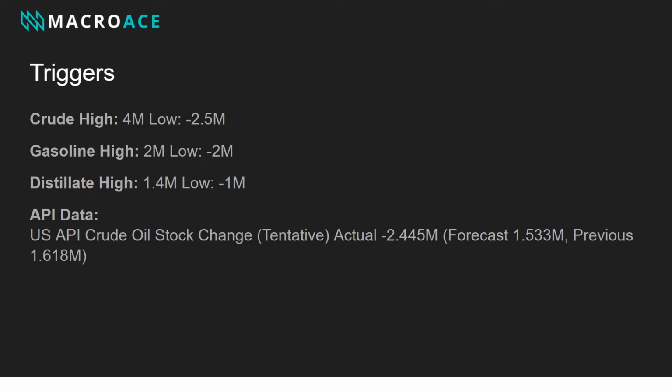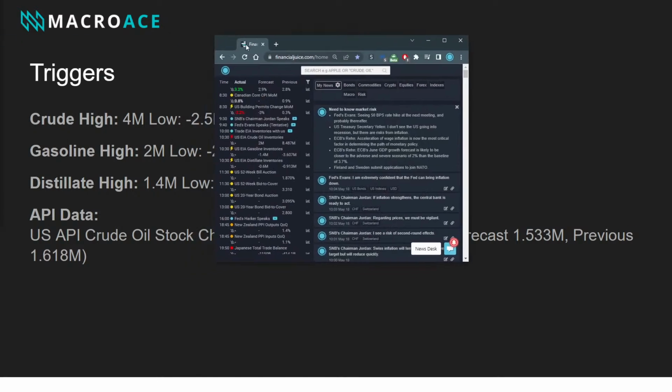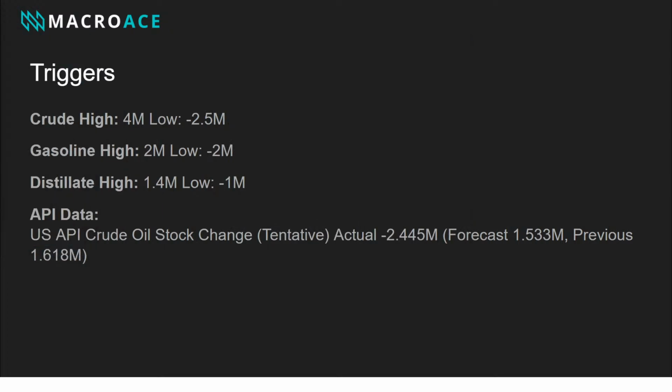On the Financials website, you can also use triggers here. So if you're looking to buy or sell crude oil, and you've put your trigger in for 4 million, and it comes in at 4 million or above, it'll pop up with a little buy or sell signal. So that's what a trigger is basically. What is the figure that you're looking for in order for you to take a form of action?